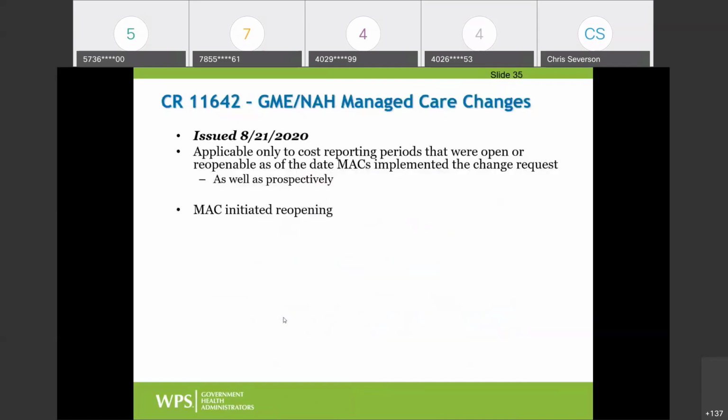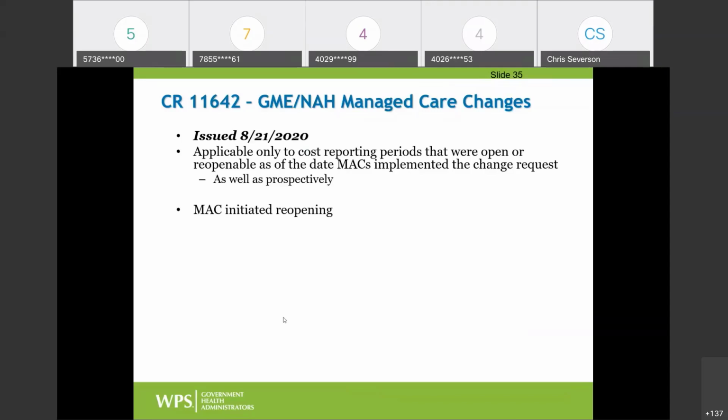And now one that I wanted to spend a few minutes on was the CR 11642, the GME Nursing and Allied Health Managed Care changes. The first thing I want to mention is this was issued August 21st, and it's only applicable for either cost reports that are now open, and of course all future cost reports, or those that could still be reopened.